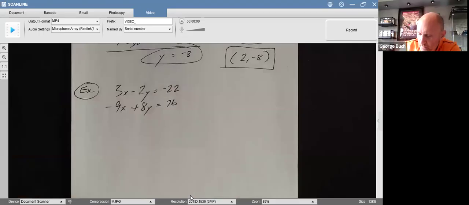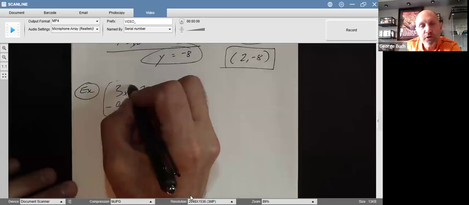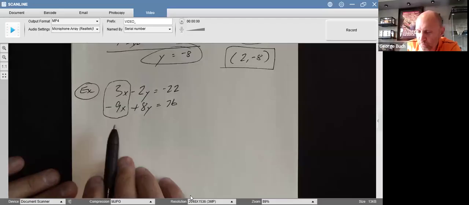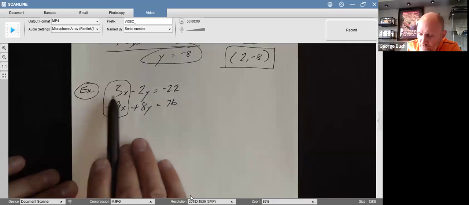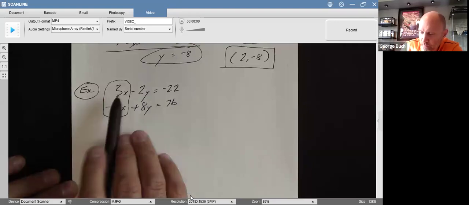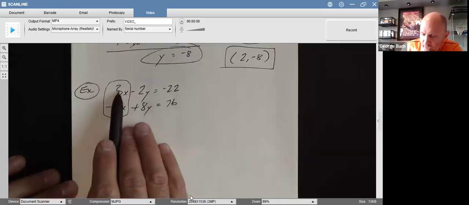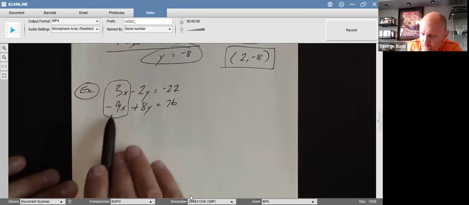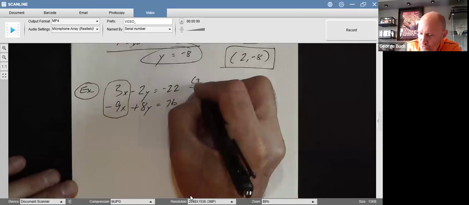So instead, I'm going to look at the x variable here. I'm going to use the elimination method, which means I want these to have opposite coefficients. So if I multiply this first row by 3, this gives me a 9x. 9x minus 9x is 0. So that's what I'm going to do here, multiply the top equation by 3.